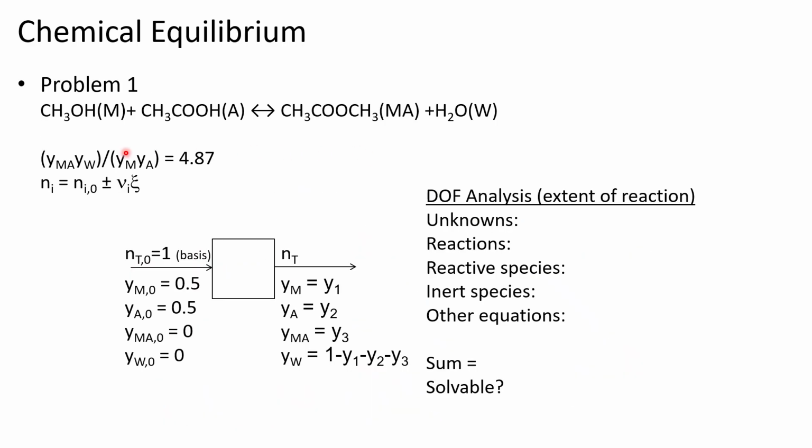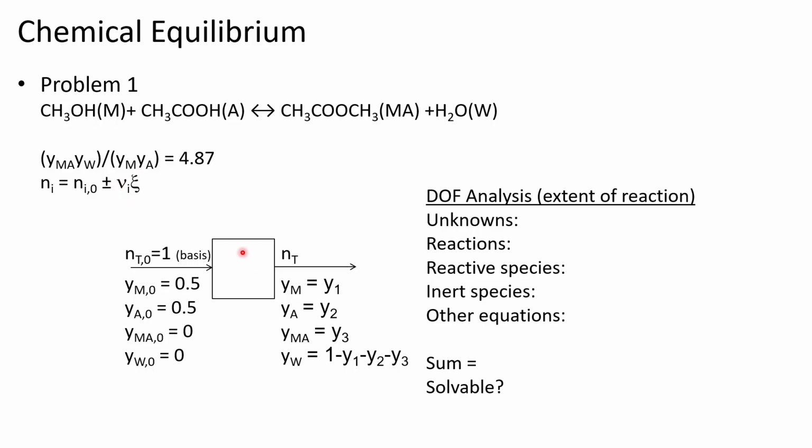Well, hopefully you took a moment to draw that process flow diagram. Here's what I would draw. I've reproduced some of the information from the problem statement, that the product of the methyl acetate and water mole fractions divided by the product of the methanol and the acetic acid mole fractions is equal to 4.87. And I reproduced the equation from which we're going to calculate the number of moles that leave from the moles that enter of each species in terms of the extent of reaction.